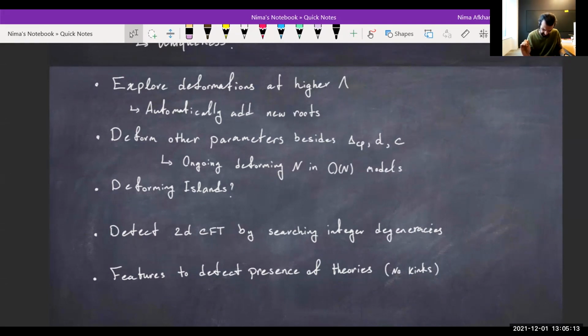And this last point is the point I've already made. Are there any features you can try to find in these deformations that help you detect whether you actually hit a theory or not? So that's it for me. Thank you. I'll answer questions if people have them.